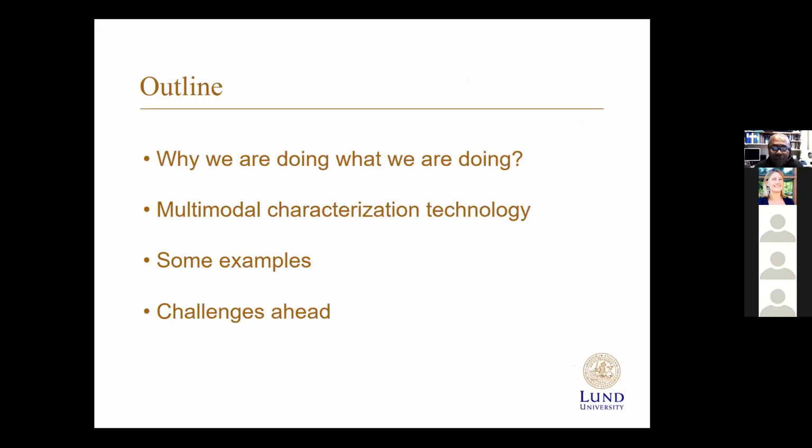So the outline is relatively simple because it's a short talk, and it's a little bit of the motivation of why we are doing what we're doing, basically. Some introduction to the technology, so multimodal characterization, and then a couple of examples, and then some of the challenges ahead for this type of technologies.